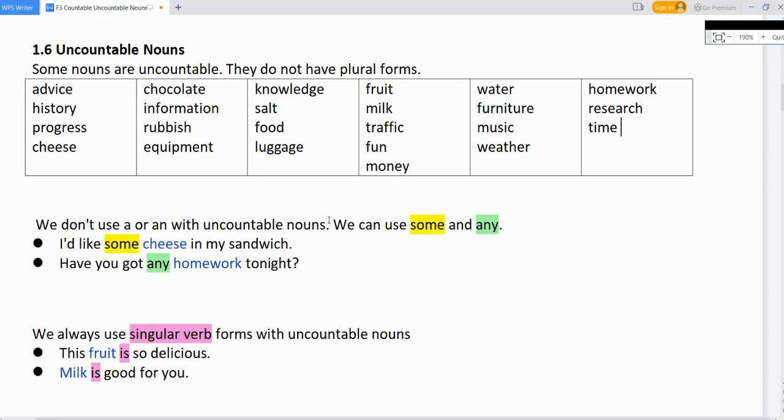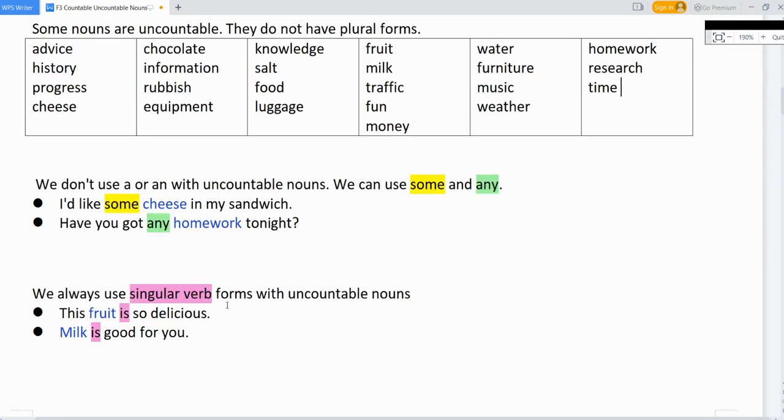Okay. We can use some and any. Okay. For example, I would like some cheese in my sandwich. Have you got any homework tonight? Okay. Next, we always use singular verb. Okay, kita selalu gunakan kata kerja yang singular. Kata kerja singular ni yang ada s tu lah. Okay, forms with uncountable nouns.